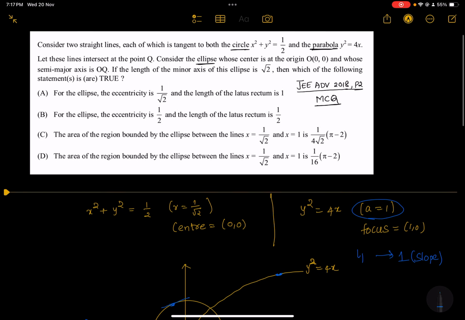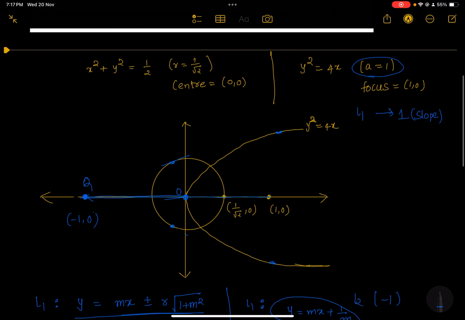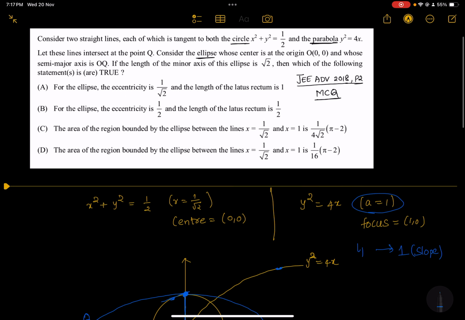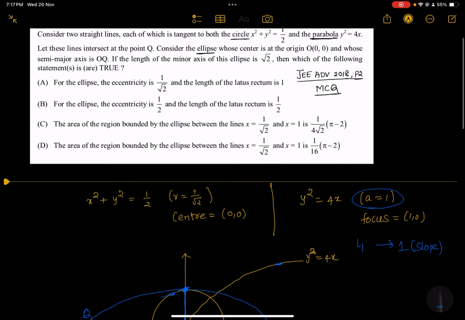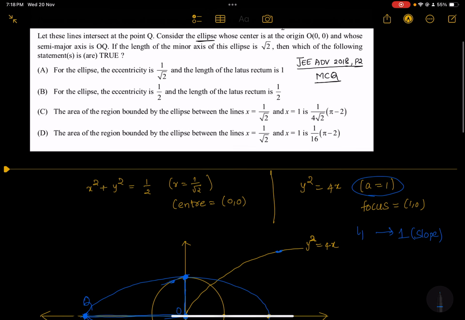And the length of the minor axis is root 2. So the semi-minor axis is 1 by root 2. It passes through this point, since the radius of this circle is also 1 by root 2. So there is an ellipse like this. This is the ellipse that we have. Then which of the following statements are true?